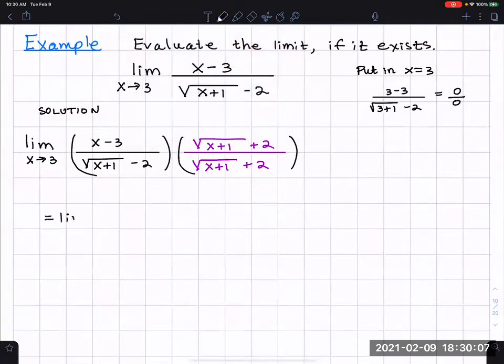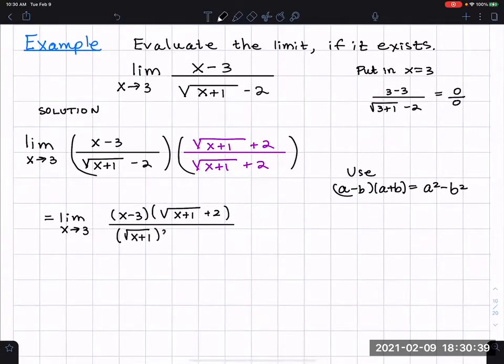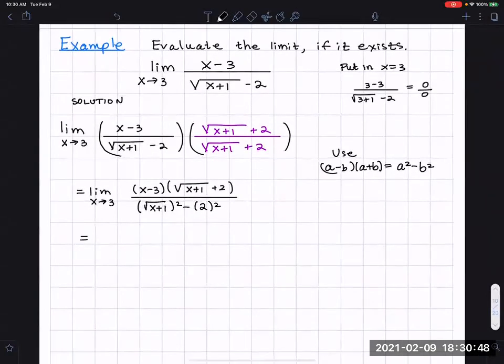Let's just check out what we get. In the numerator, I'm not going to multiply that through. I'm just going to leave those two factors. But in the denominator, I'm going to use the fact that a minus b times a plus b is equal to a squared minus b squared. So I get radical x plus 1 squared, that's like a squared, minus 2 squared, because it's a minus b times a plus b.